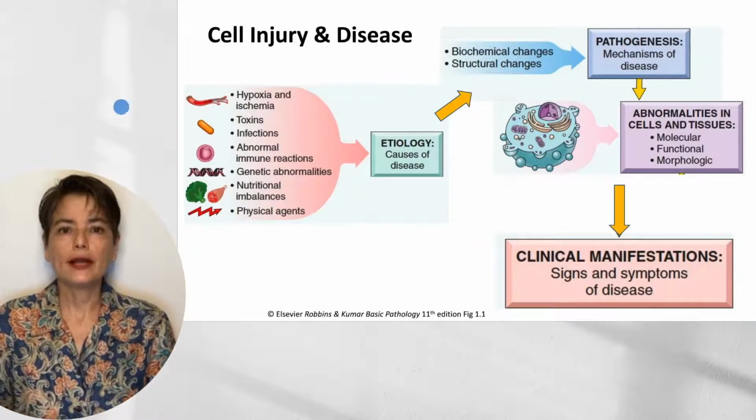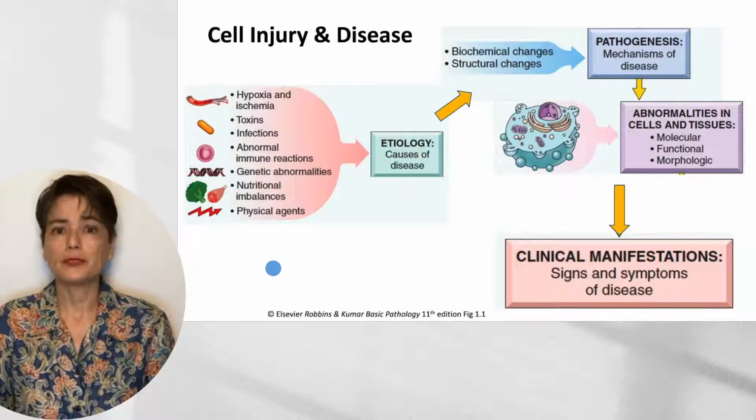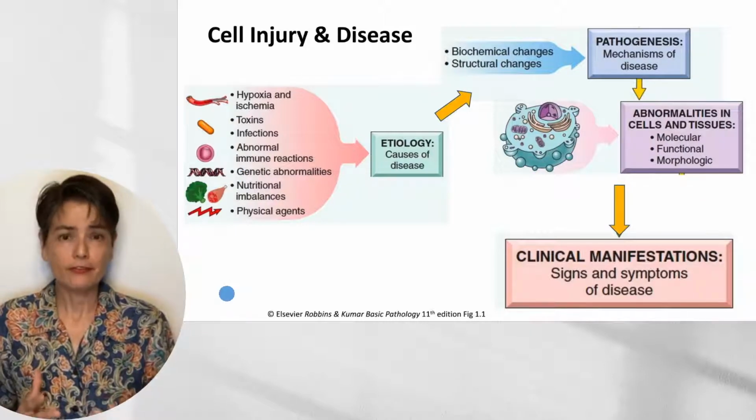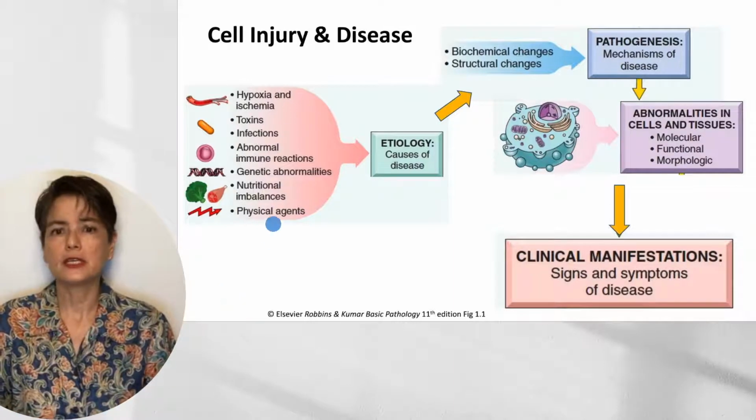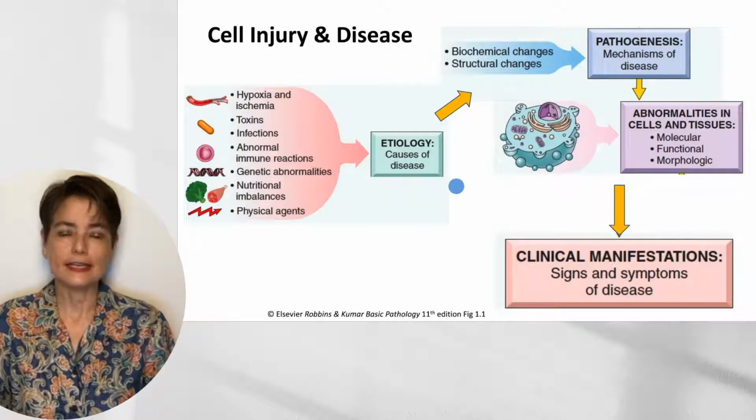So here are a variety of types of cell injury. We're going to cover these in each of the chapters of Robbins. So for each organ system, we'll be addressing abnormal immune reactions, genetic abnormalities, hypoxia and ischemia, infections. But this is just an introduction to the idea that these are the causes of disease, and that is referred to as the disease etiology.